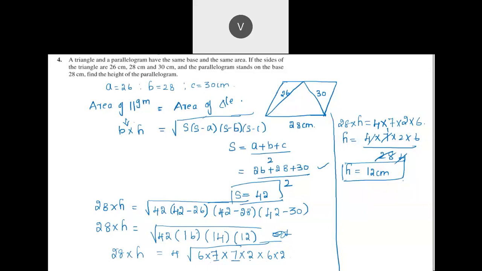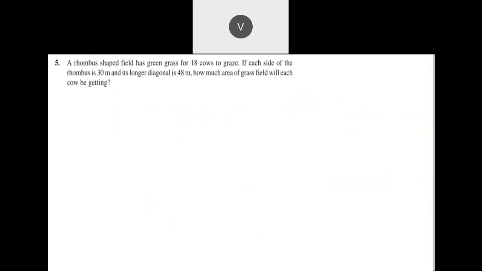Can I go to the next page, children? Shall I go to the next page? Yes, ma'am. Devi Priya, explain this problem.